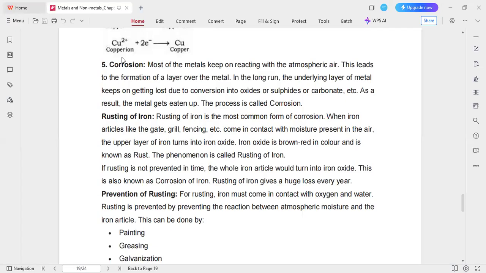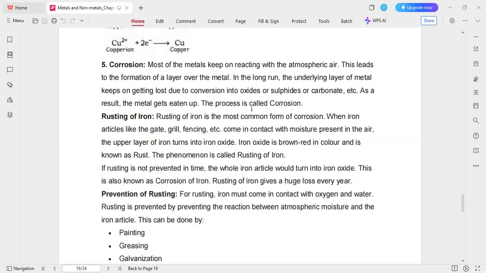Hello students, in this video I'm going to explain one of the important concepts of metals and nonmetals, that is corrosion. Most of the metals keep on reacting with atmospheric air. This leads to the formation of a layer over the metal. In the long run, the underlying layer of metal keeps on getting lost due to conversion into oxides or sulfides or carbonates, etc. As a result, the metal gets eaten up, children.